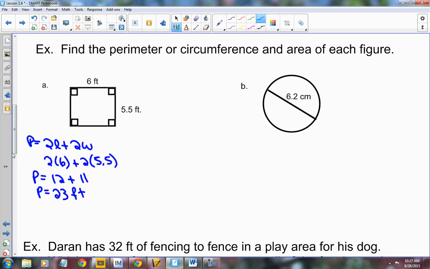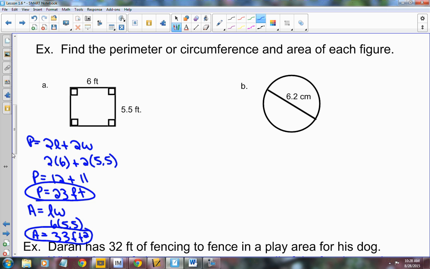Then we have area, which is length times width. My length again is 6, and my width is 5.5. If I multiply those together, I get 33 feet squared. Remember, area is in square units, and perimeter is just a linear length, so it's just feet, because area is feet squared. You guys done this before, yes?